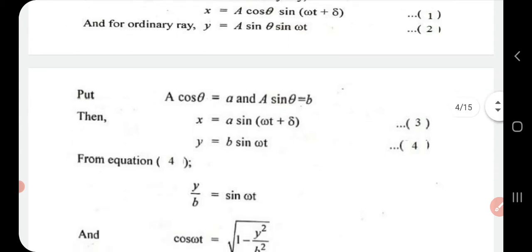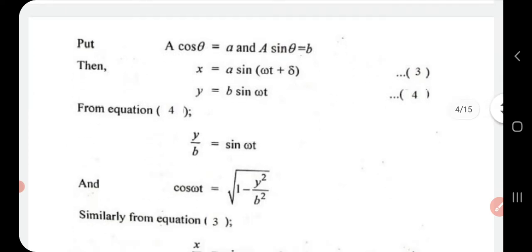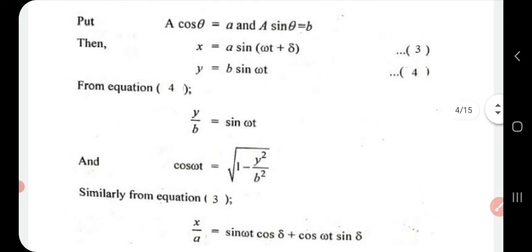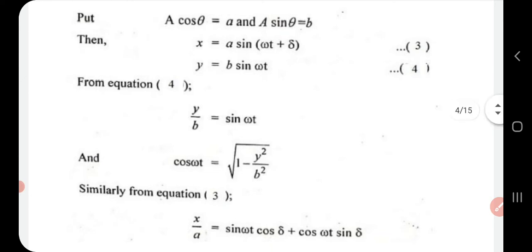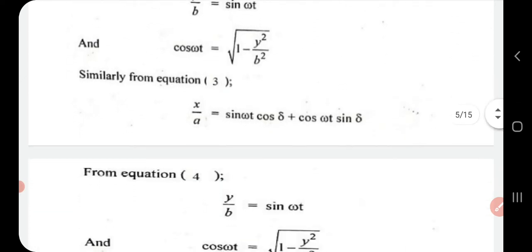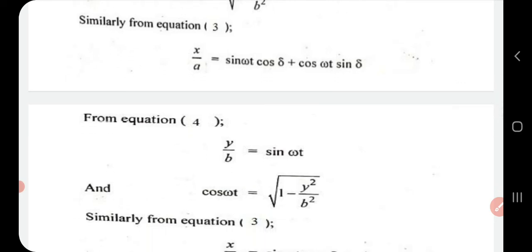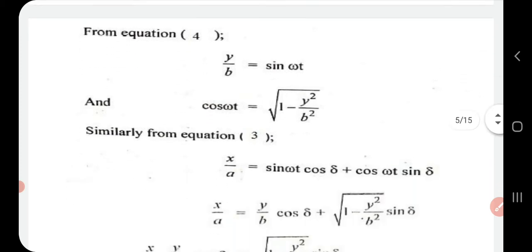Now again from equation 4, y by b is equal to sin omega t, and cos omega t will definitely be root of 1 minus y square by b square, because sin square theta plus cos square theta is 1. Now again from equation 3, what will be x by a? It will be sin omega t cos delta plus cos omega t sin delta. These are very easy calculations. Now from equation 4, y by b is equal to sin omega t. So what will be cos omega t? It will be root of 1 minus y square by b square.